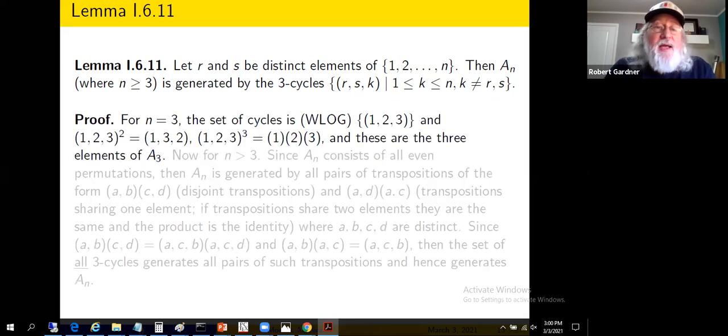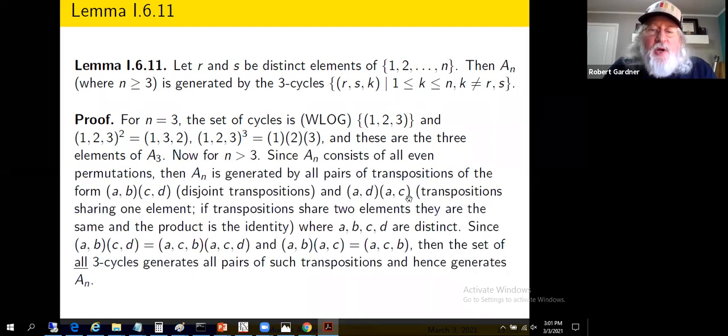Okay, a little case, n equals 3. The set of 3 cycles are, without loss of generality, say (1, 2, 3), along with that squared, which gives us (1, 3, 2), that cubed, which gives us the identity. So these are the 3 elements of A sub 3. This is certainly an even permutation. The identity is an even permutation. Are 3 cycles even permutations? Yeah, they're products of 2 transpositions.